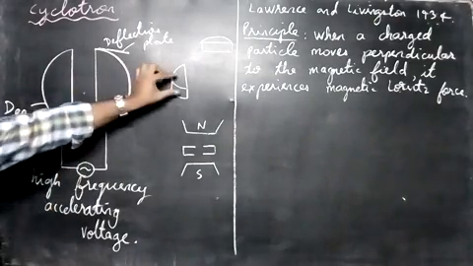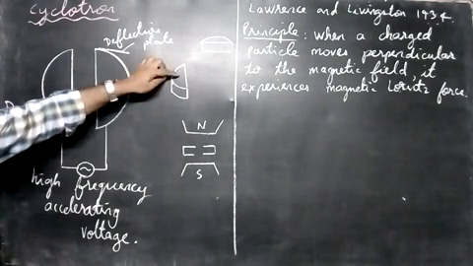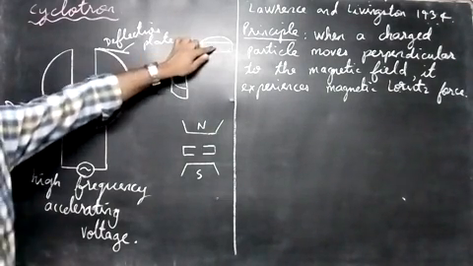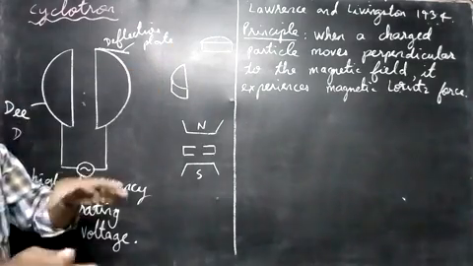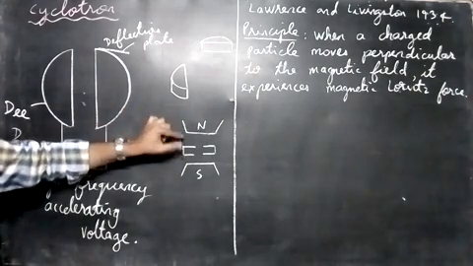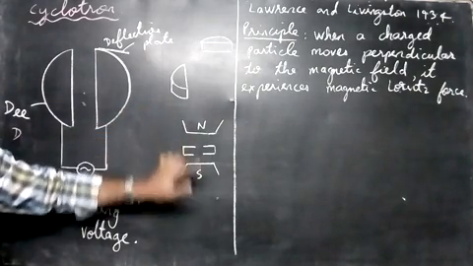If you see the D's here, they are hollow inside. It's a three-dimensional picture here. Now you can see it's hollow inside. It's like a tiffin box only. If you cut open a tiffin box, how would it look? Like this. Next, these two D's are kept between the two poles of a magnet, an electromagnet.